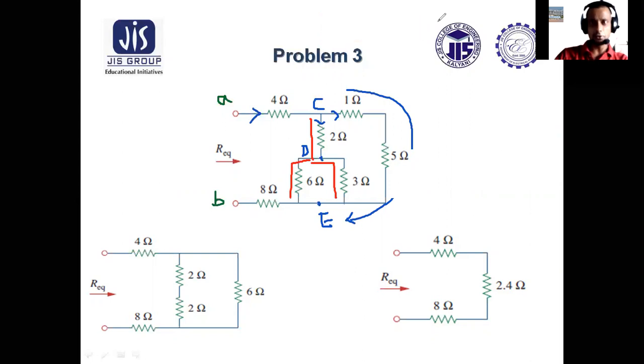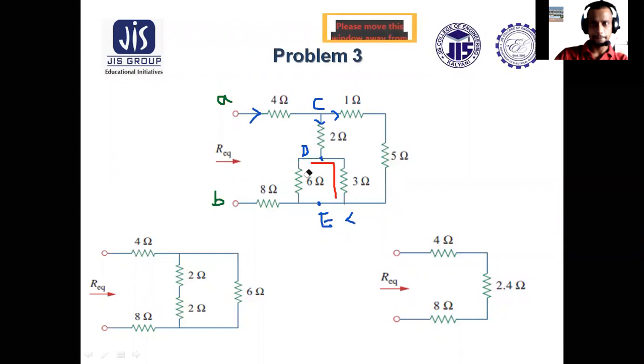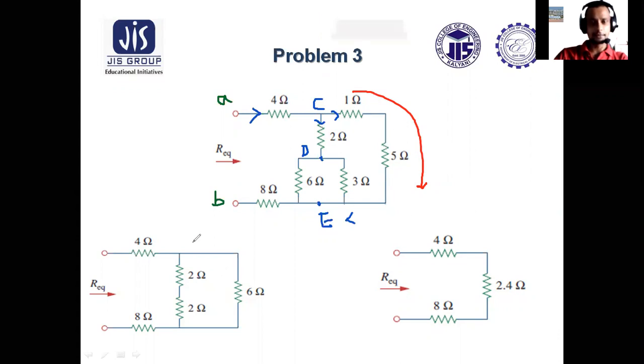So what can we do here? See, from C to E, if you want to reach E from C, we can follow this path. Now in this path, the 1 ohm resistor and the 5 ohm resistor are connected in series. So 5 plus 1, 6. So this is A point, this is B point, this is C point.